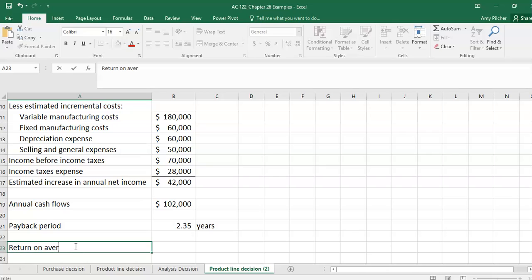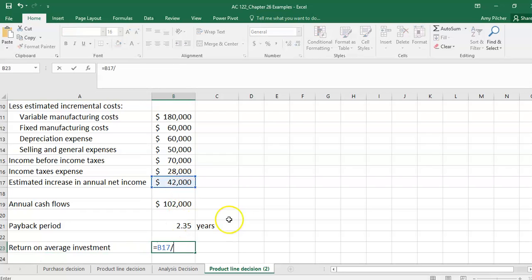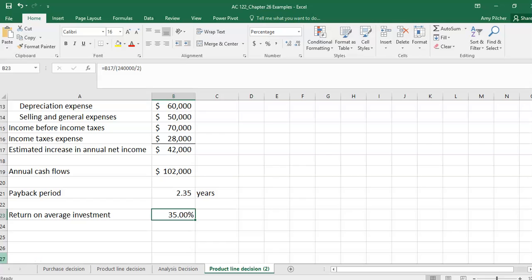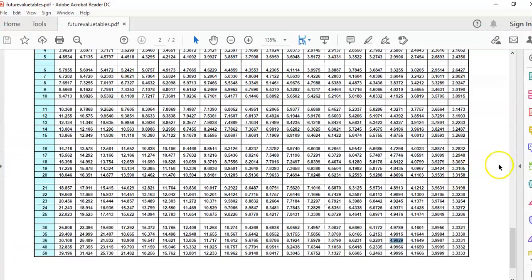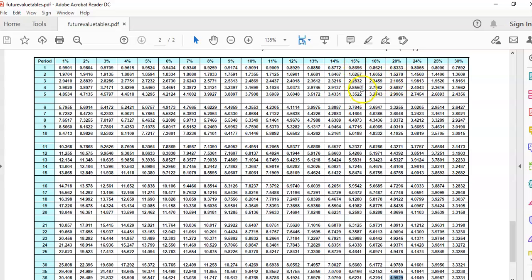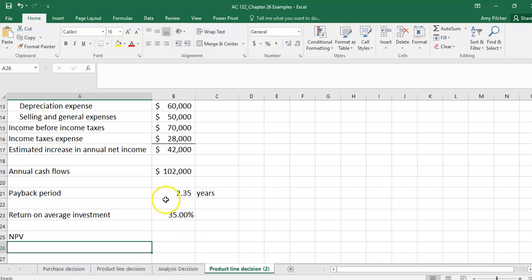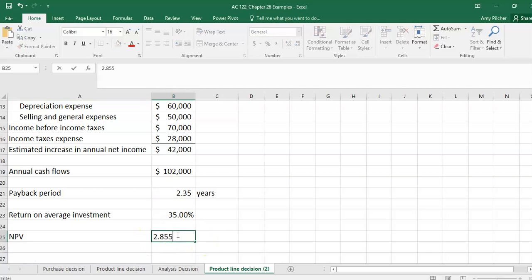Our return on average investment is net income divided by the average investment. Remember, that's historical cost plus salvage value, which is 0, divided by 2. And for the net present value, we need the factor for 15% at 4 years, which is 2.855. So the net present value is cash flows times our factor minus the initial investment.